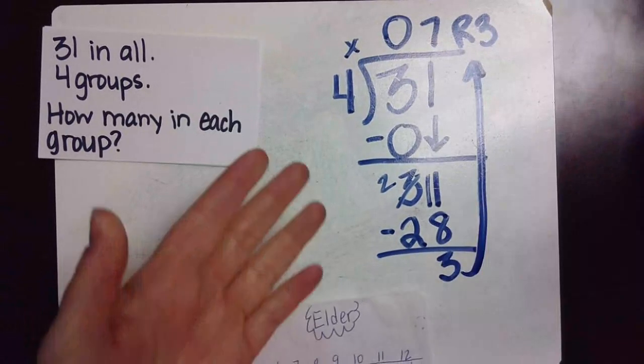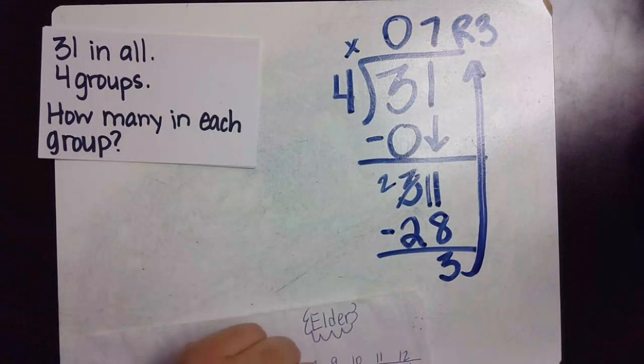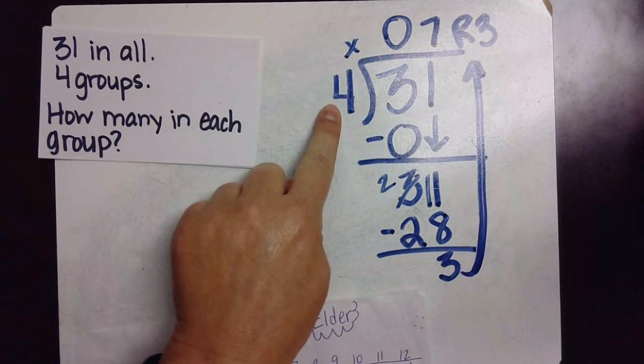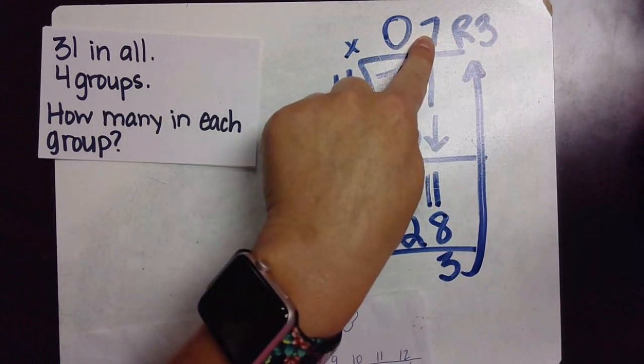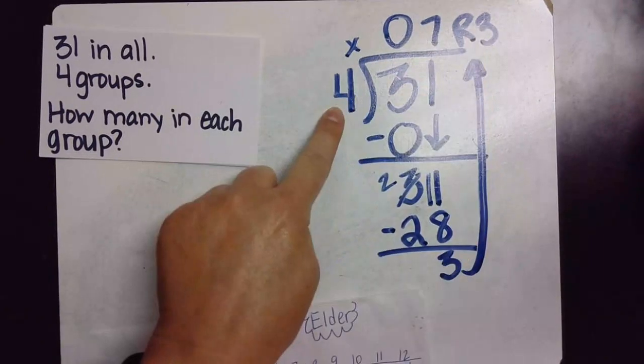So let's see. So here's a word problem. Let's talk about the remainder. Miss Elder has 31 books. She wants to share the books onto 4 shelves. How many books will be on each shelf? Okay. There will be 7 books on each shelf. So these 3 books won't be able to go on a shelf because I only had 4 shelves.